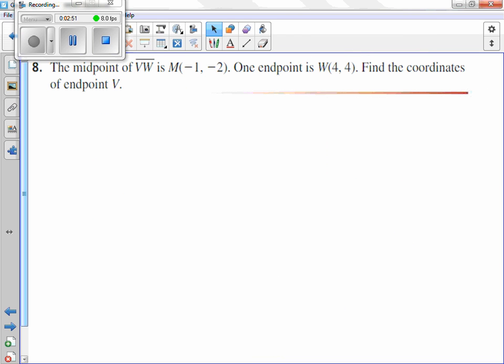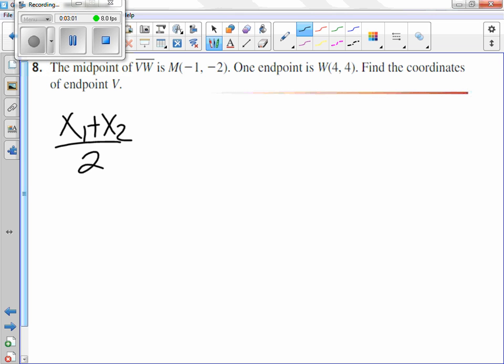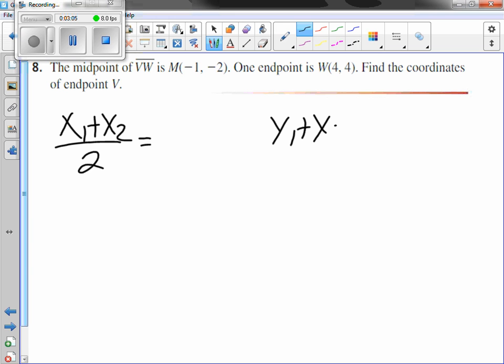So let's look at one more of these here. So we're given the midpoint and an endpoint. So we're going to do the exact same thing. We're going to use the formulas. The fact that (x1 + x2)/2 gives us the x value of the midpoint, and (y1 + y2)/2 gives us the y value of the midpoint. Now, the x value of the midpoint was told to us is -1. The y value of the midpoint was told to us is -2. Now we just need to find out what the other endpoint is.